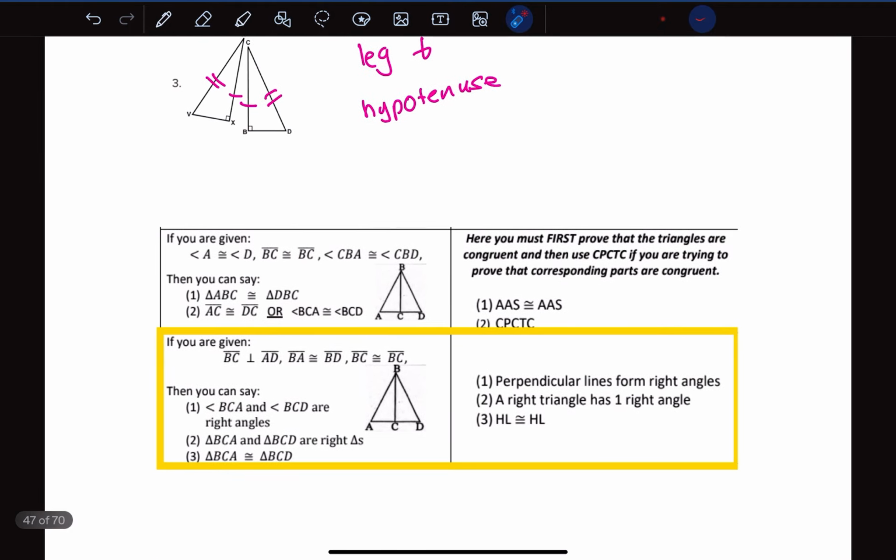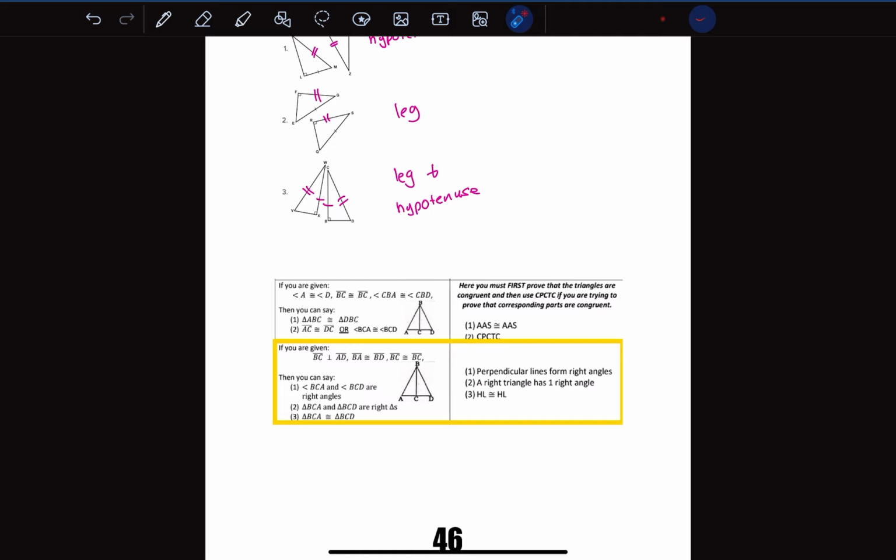So if you remember on that sheet with the important theorems and postulates, this is the sequence of lines that you would write if you were given right triangles and you wanted to state that you use the HL theorem, given that you knew a hypotenuse and a leg were congruent.